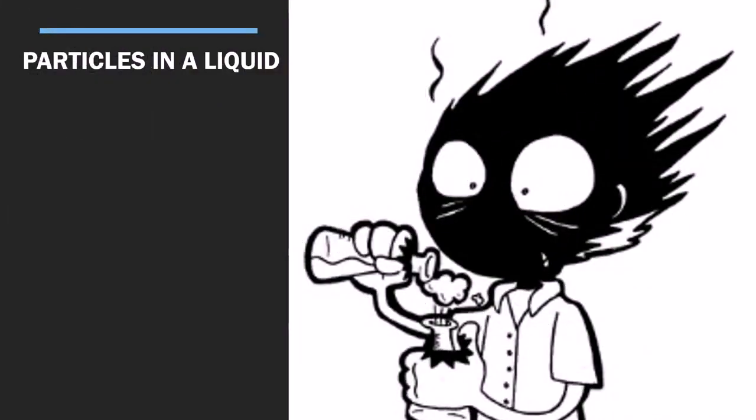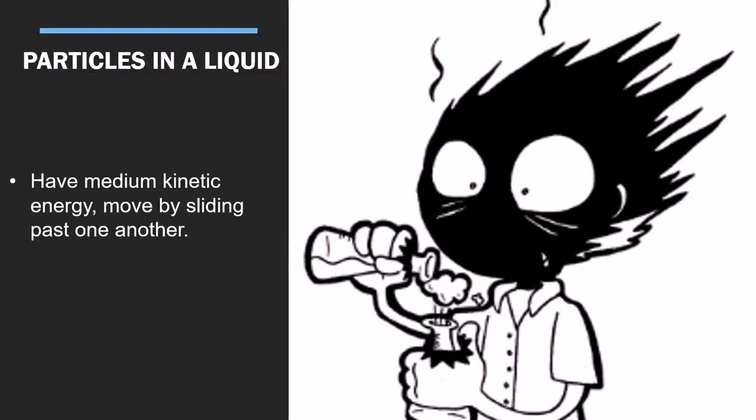Now let's learn about the particle theory in liquid. In liquid, they have medium kinetic energy and move by sliding past one another. So they have less kinetic energy, not that much, not more, medium. Okay, so medium means between more and less. They have medium kinetic energy and they move by sliding past one another. So they move a bit and they touch each other.